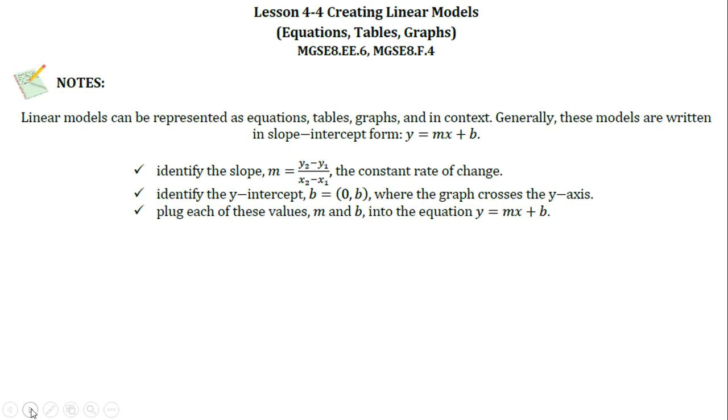Let's refresh our memory on the parts that we need to know in order to write an equation in slope-intercept form. We need to know the slope, and we will use the slope formula. We will also need to know the y-intercept, where the graph crosses the y-axis. Then we'll take our values m and b and put it into slope-intercept form.